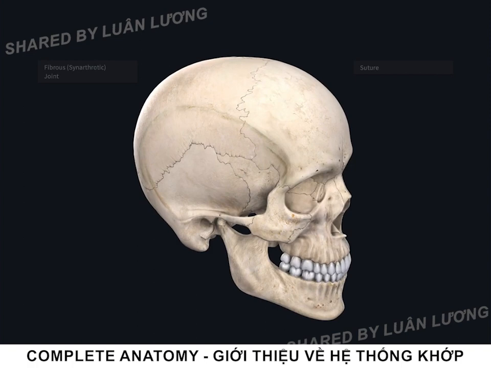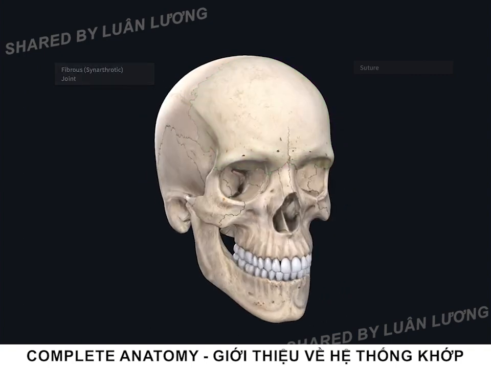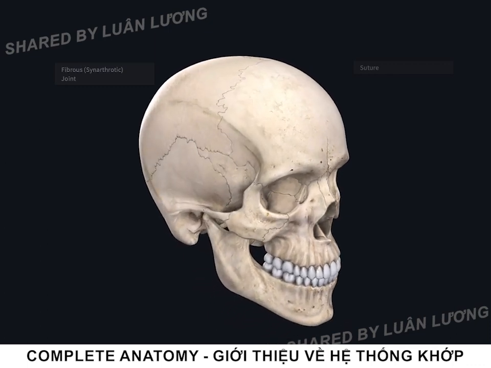A fibrous joint is also known as a synarthrotic joint or a synarthrosis. The terms syn and arthros mean respectively together and joint. So a synarthrotic joint is a type of joint that allows little to no movement, as the bones or the structures are in very close contact to one another. What we'll see is that there's actually three different types of synarthrotic joints.